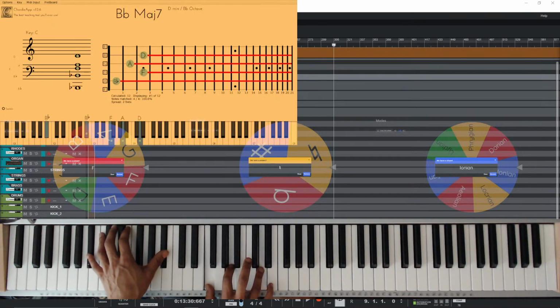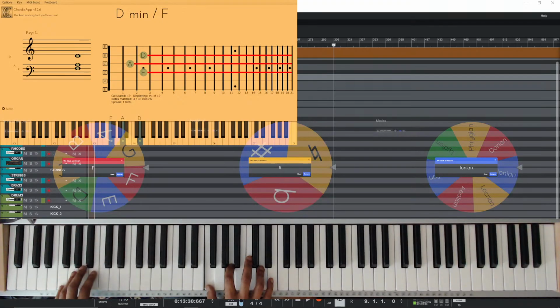Again, I always misplay my bass note there. Maybe I need to do left hand first. I would say yes.